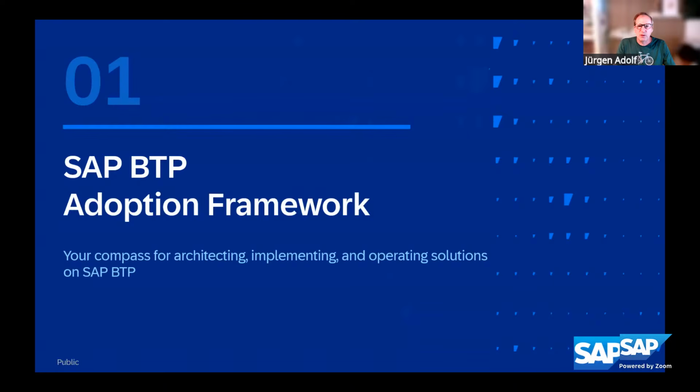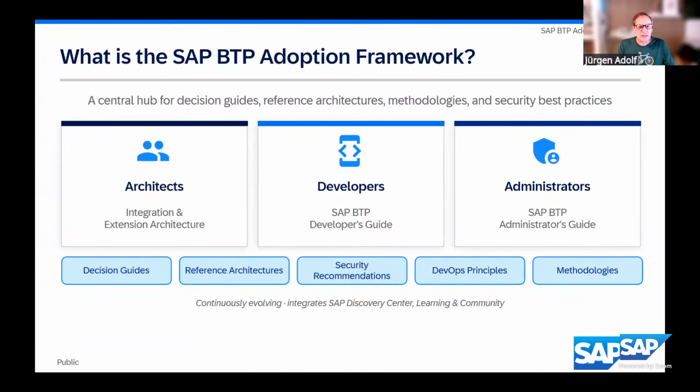So let's begin with the SAP BTP adoption framework. That's the starting point for anyone working on the platform. So here you see it. The BTP adoption framework is a central access point for everyone building and running solutions on SAP BTP. Think of it as a compass. It doesn't just tell you what's available on the platform. It tells you how to use it correctly, securely, and efficiently.